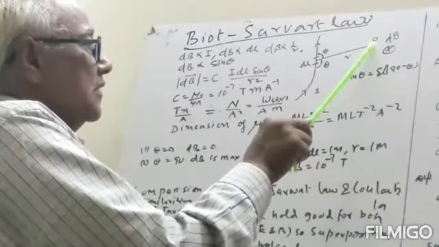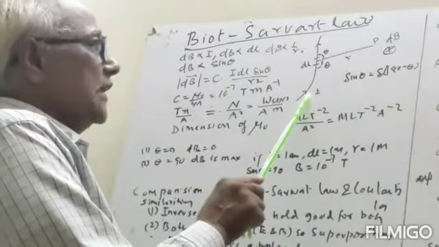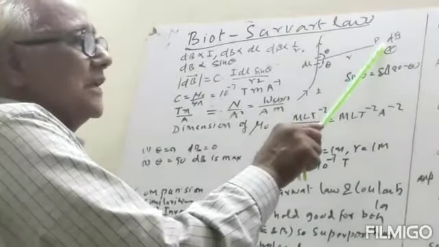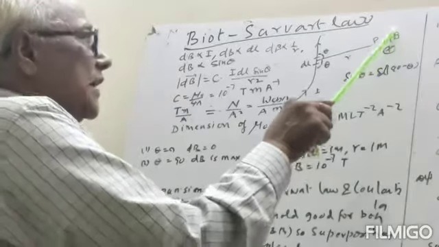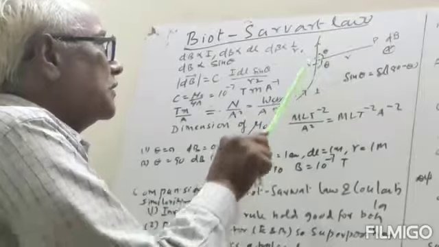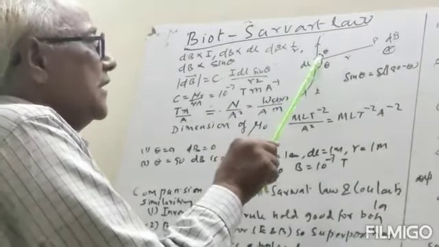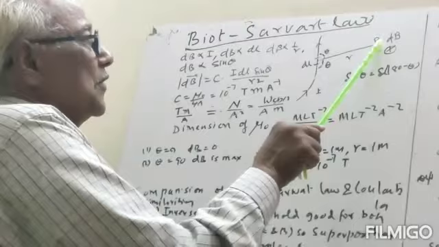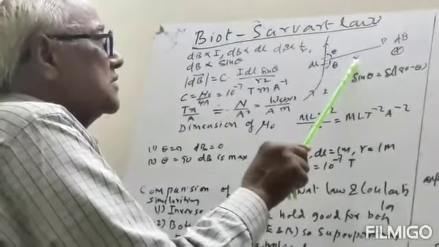As we saw earlier, if the current is increased, the deflection increases, meaning the magnetic field increases. So we take a small portion of the wire. Suppose dl is the small portion. This is the center, and at this point we have to find the magnetic field. This point is at a distance r from it.